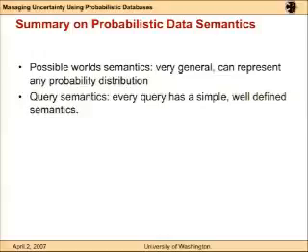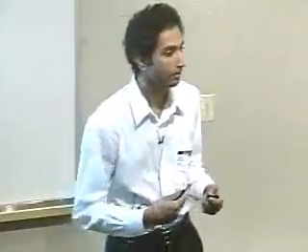To summarize the semantics, it's a very clean and simple way to think about probabilities. Every query has a well-defined semantics, no matter how complex. The problem is there are too many possible worlds, so we need a good representation to store all the possible worlds. The output of a query is not a probabilistic database, but a set of tuples with probabilities, so they're different.